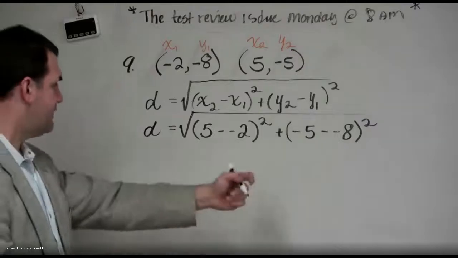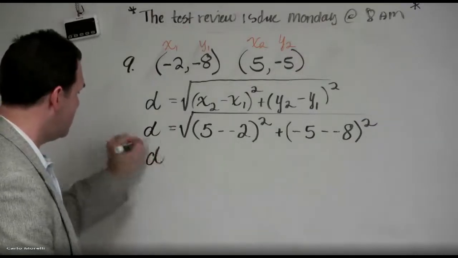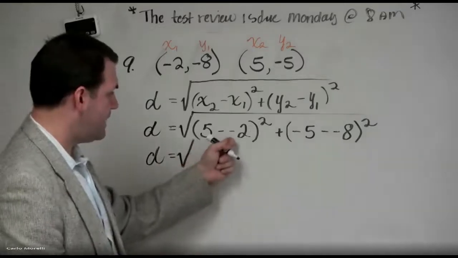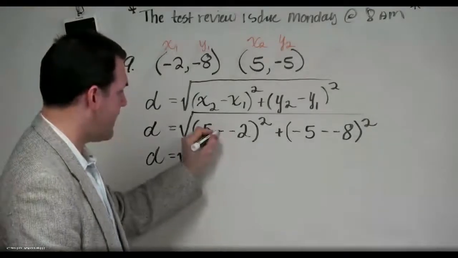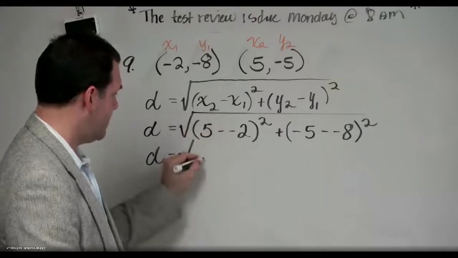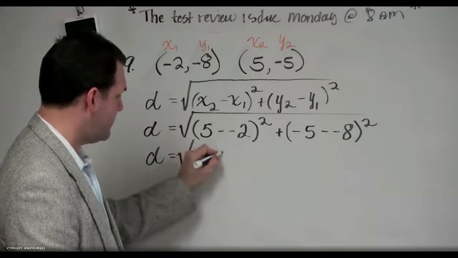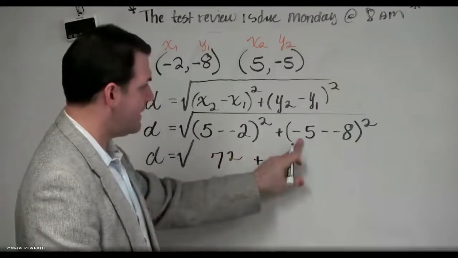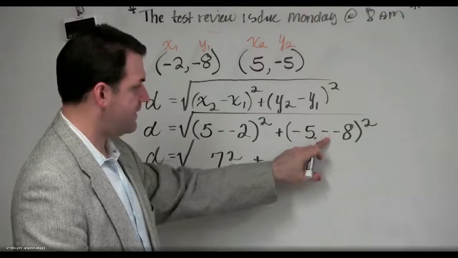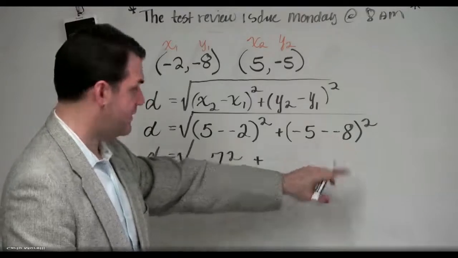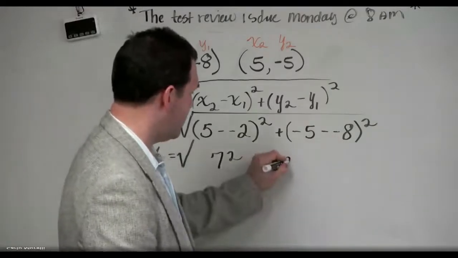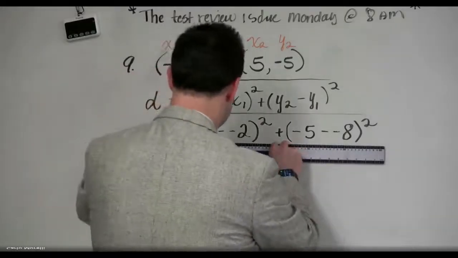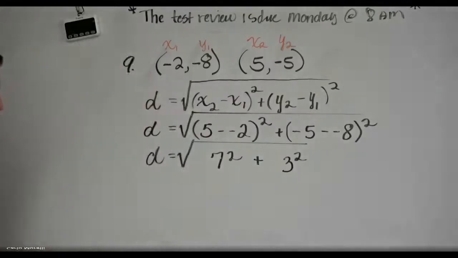So now we're just going to continue simplifying what we see here. This is arithmetic at this point. 5 minus negative 2 is the same thing as 5 plus 2. So this is 7 squared plus negative 5 plus 8 gives positive 3. So this is 3 squared. 7 squared plus 3 squared.